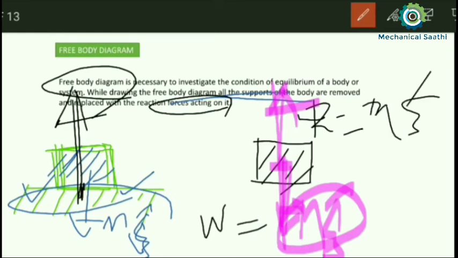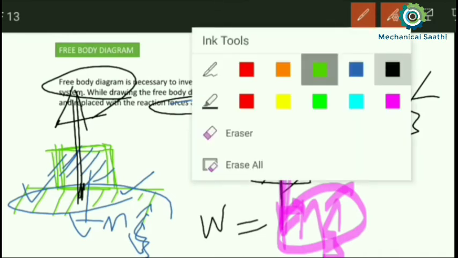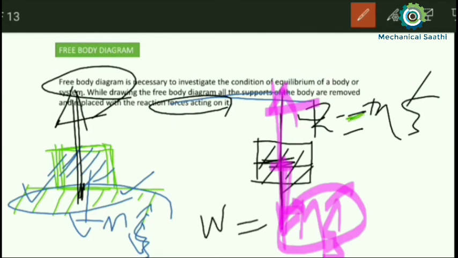And opposite means the reaction will be opposite, so they will lie on a single line. And for the reaction R, if I show the direction, then R equals minus mg. Okay, so this is the free body diagram for this body.